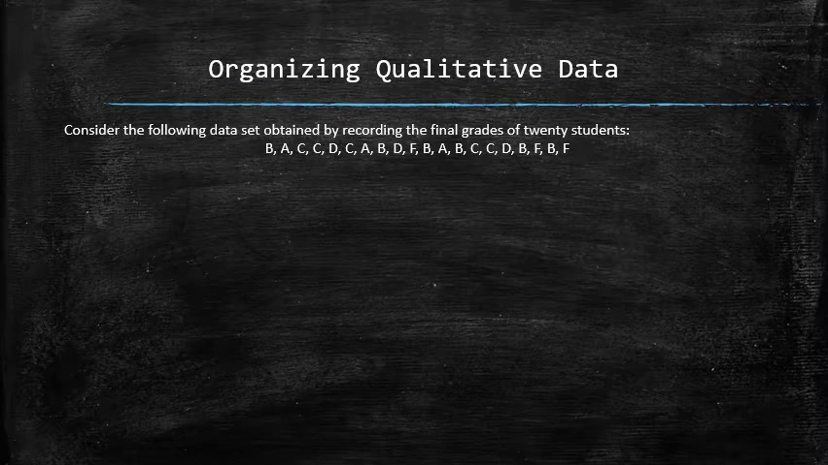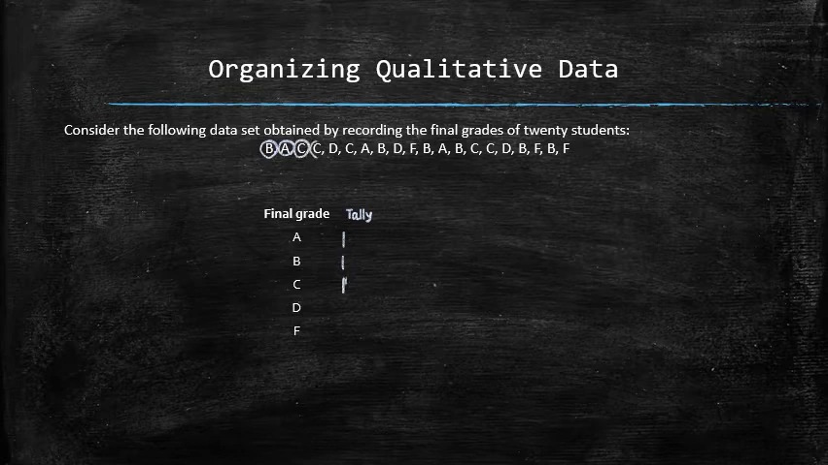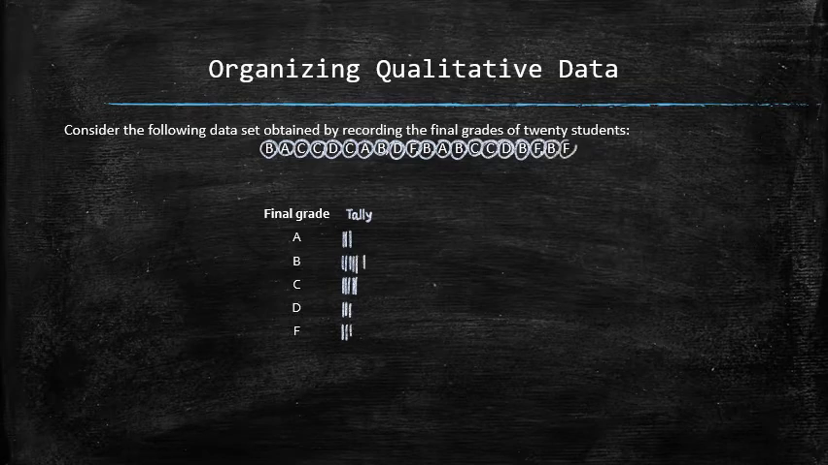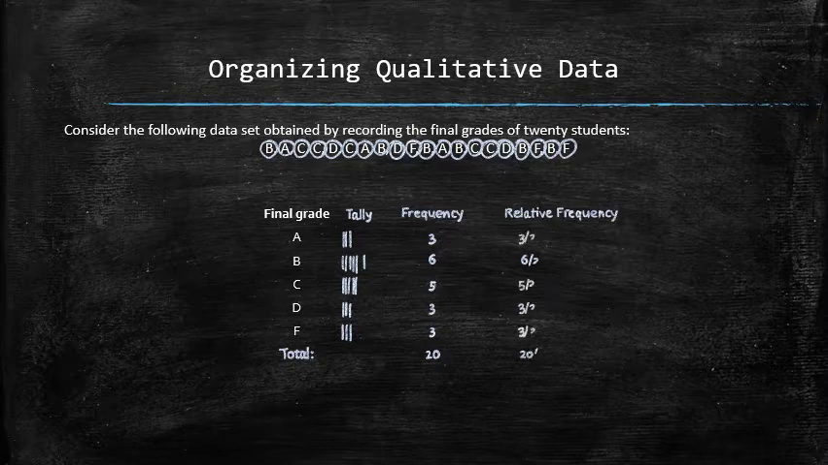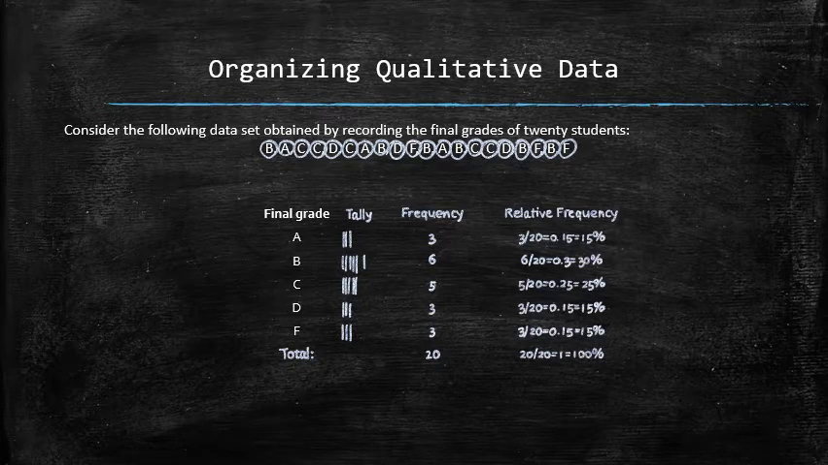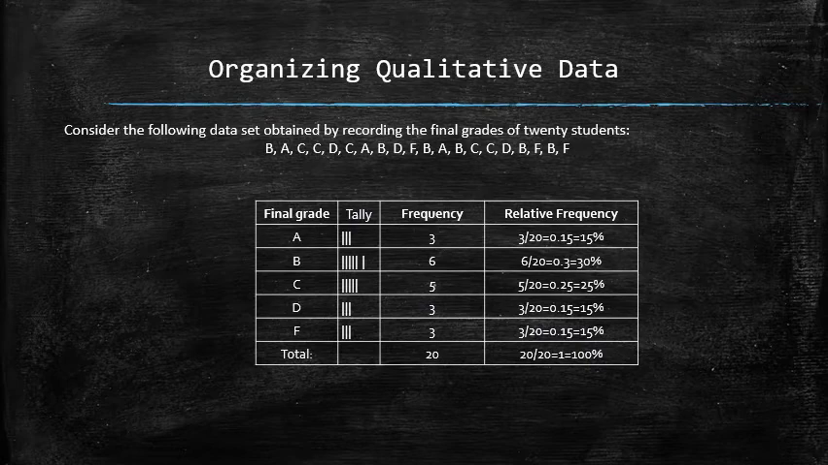The answer is yes. We can list all possible values, do the tally, find the frequencies, and the total, and then compute the relative frequencies. That is, we can construct a relative frequency distribution table for ordinal data the same way we did it earlier for categorical data.